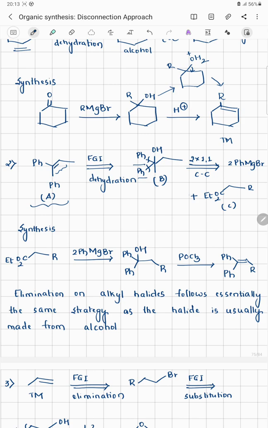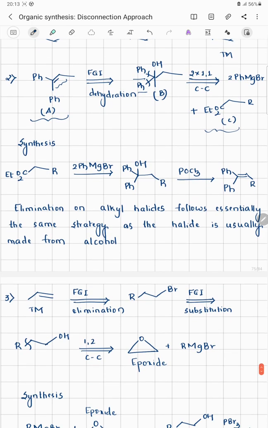Whatever is remaining, I can convert into its respective ester system. So under retrosynthetic analysis, I end up with an ester as the synthetic equivalent and a Grignard reagent. In the synthesis of this particular target molecule, the ester reacts with two molecules of Grignard reagent, that is 2 PhMgBr, and gives me a tertiary alcohol. This tertiary alcohol, when it reacts with a non-nucleophilic acid like POCl3, gives me my target molecule.